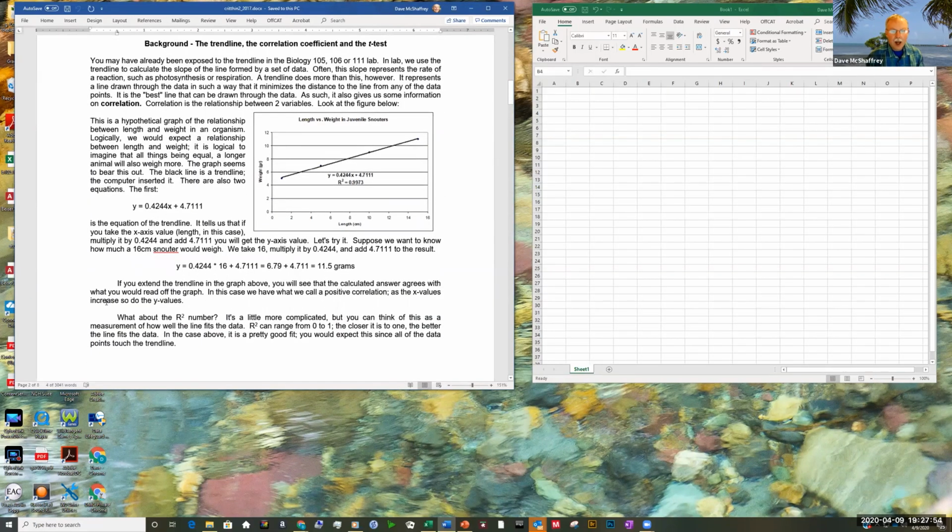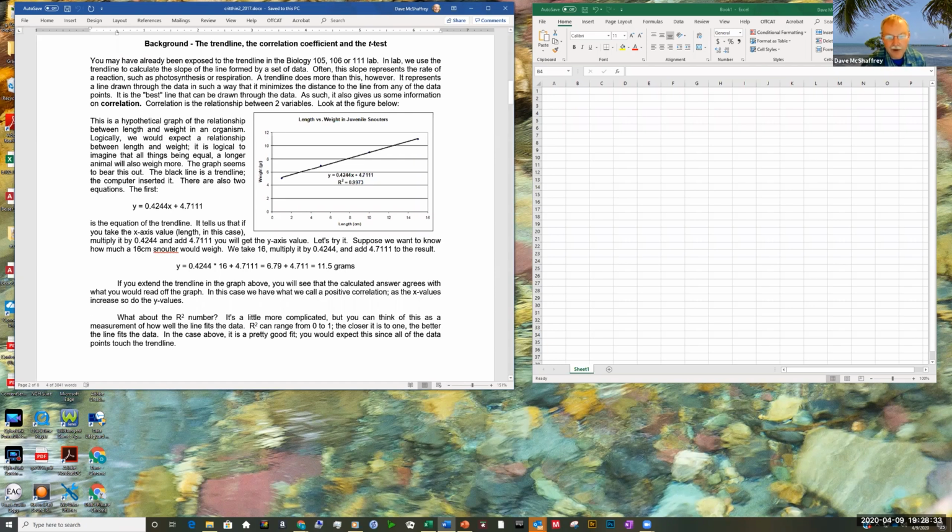Okay, if you've taken Biology 105 or 106, you already know how to do a trend line. You use that to figure out the rate of respiration in your yeast, okay? Generally, the slope of the trend line shows the relationship between things. In Biology 105, it was the rate of reaction. But basically, it shows the relationship between the two sets of data that we have. The other thing we want to know is the correlation. The correlation is the strength of the relationship between two variables.